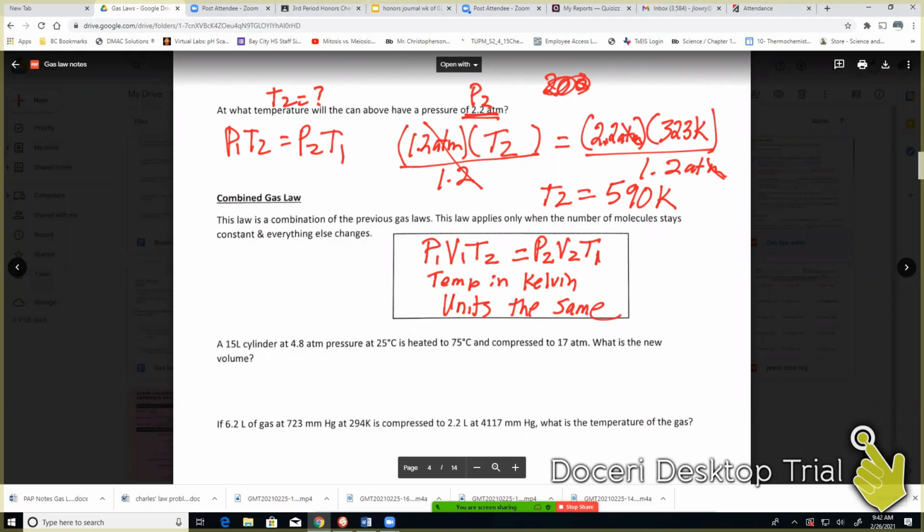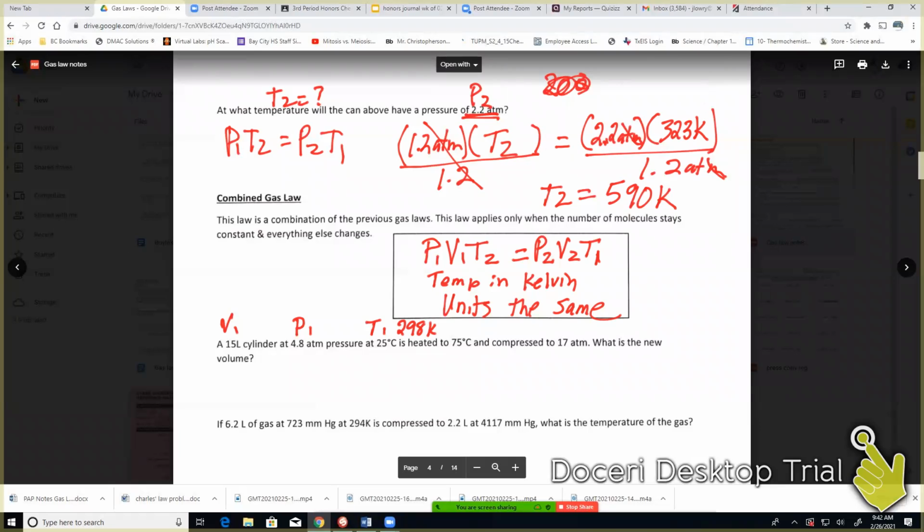All right, so it says we have a 15-liter cylinder at 4.8 atmospheres pressure and 25 degrees Celsius. So that's all my starting: V1, P1, and T1. And when I add 25 degrees to 273, I get 298 K.